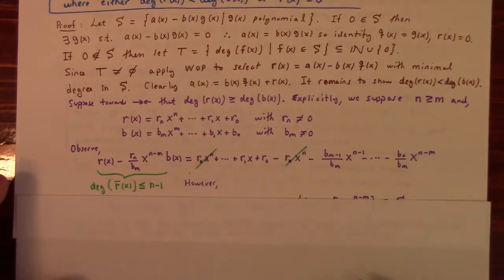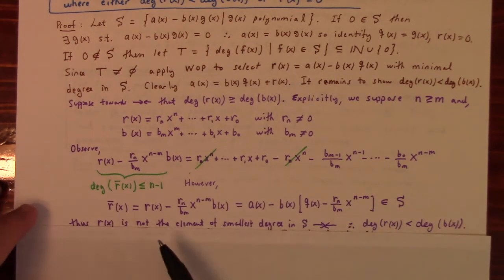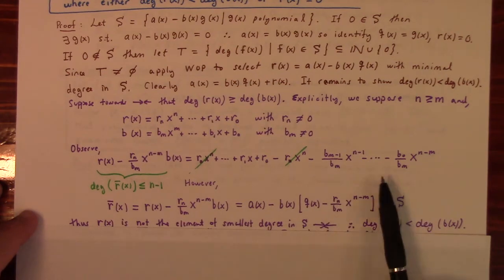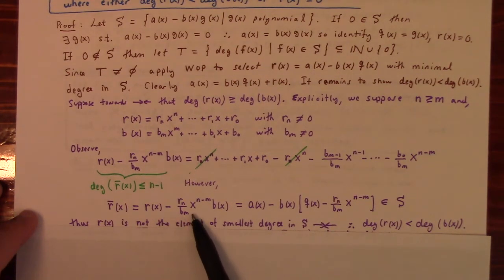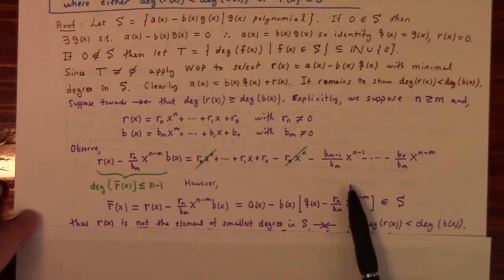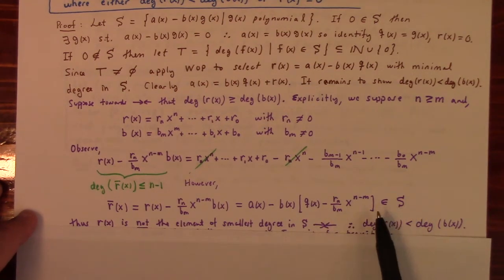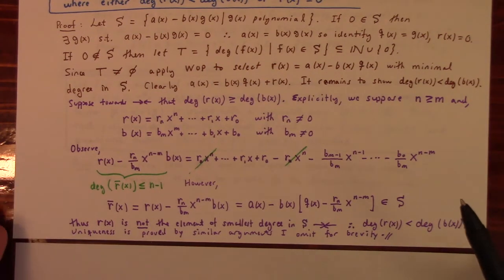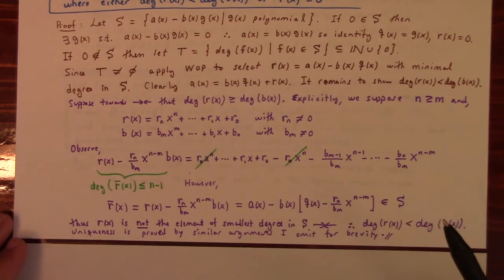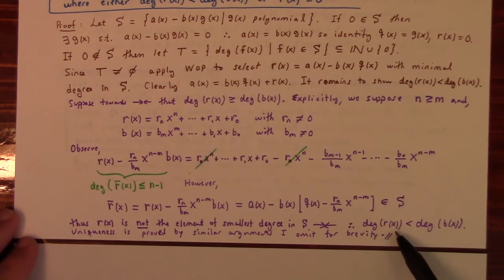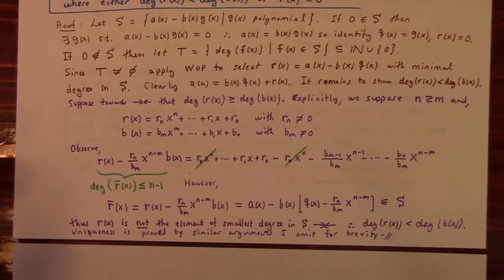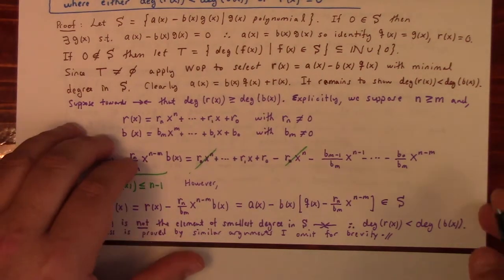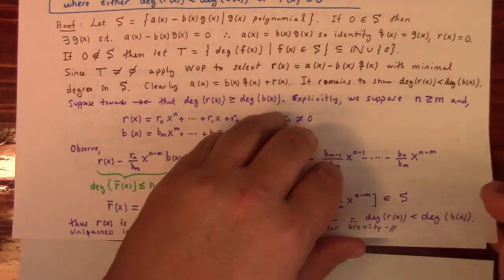But unfortunately, well, fortunately I should say, r bar of x, this guy right here, is again something of the form a of x minus b of x times a polynomial. So it's an element of s, but it's an element of s with smaller degree than the element of smallest degree, which of course is a problem. So this is a contradiction to the well-ordering principle construction here, and therefore we get that the degree of the remainder is less than the degree of the dividing polynomial. And I will spare you the details of uniqueness, but you can prove that the quotient and the remainder are unique, again by a little calculation, similar to the one we did for integers, actually.